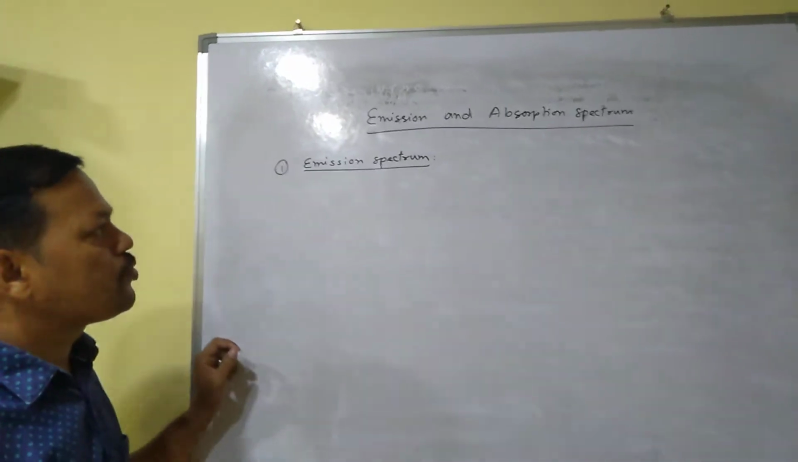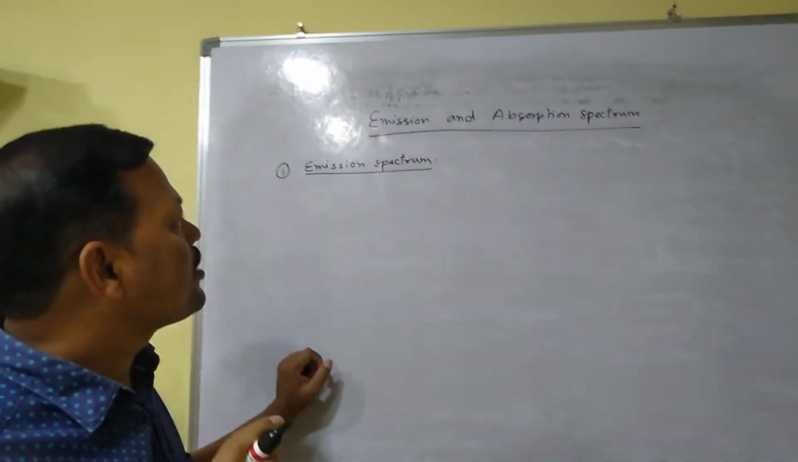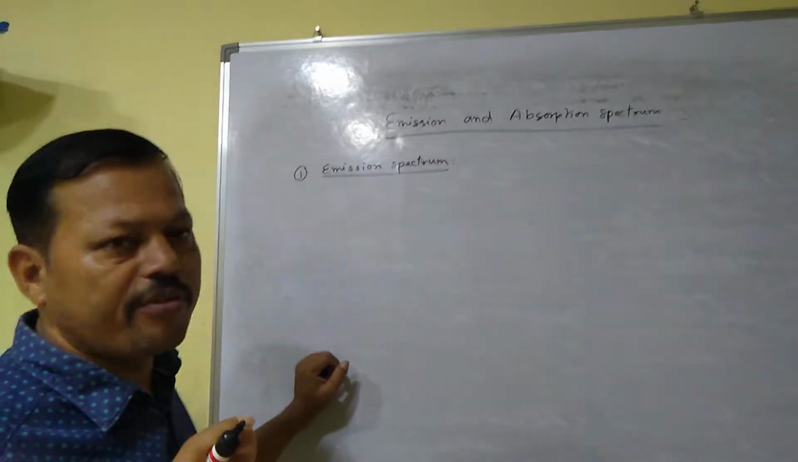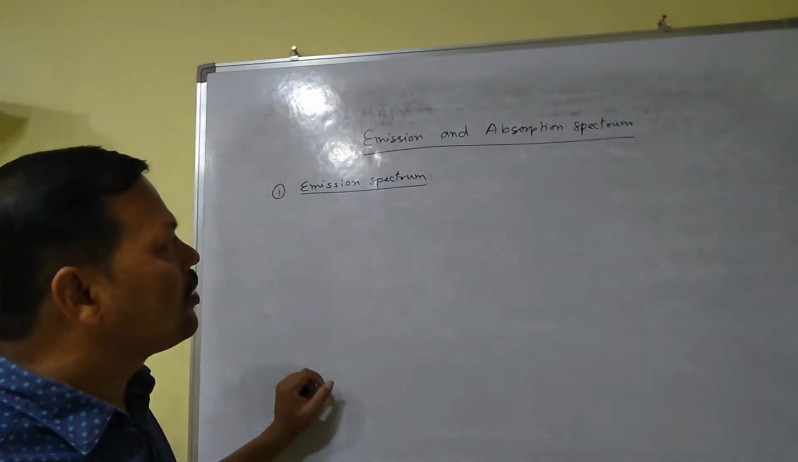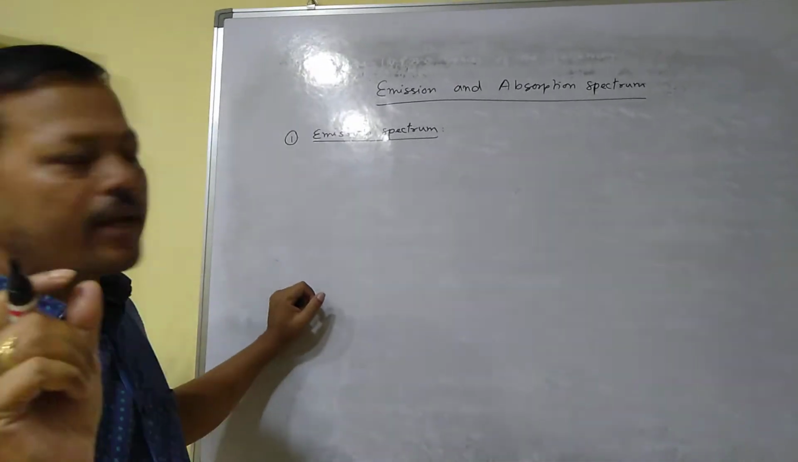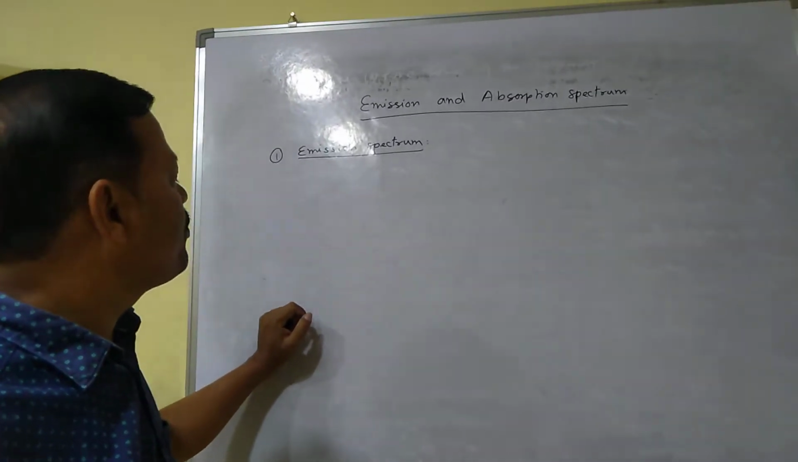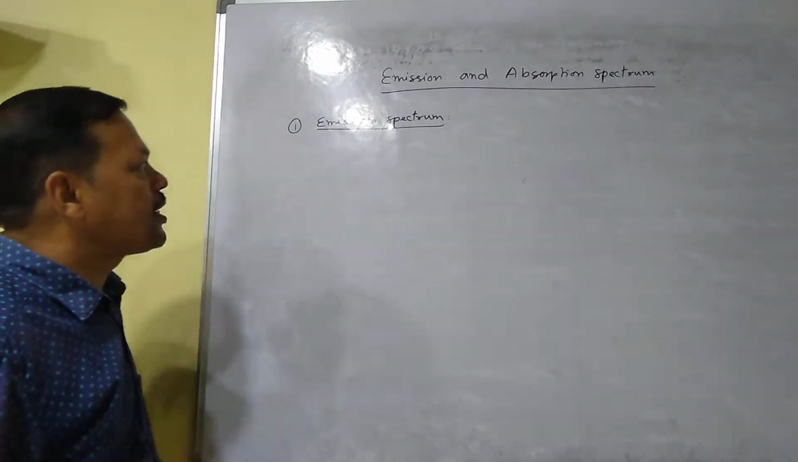Emission and absorption spectrum. This is one of the properties of light, and there are two types of spectrum. Some spectra are called emission spectrum and some are called absorption spectrum. So first, I'll tell you what is emission spectrum.